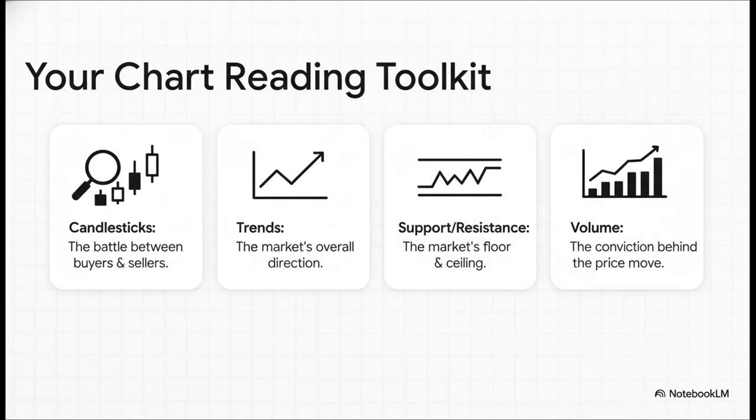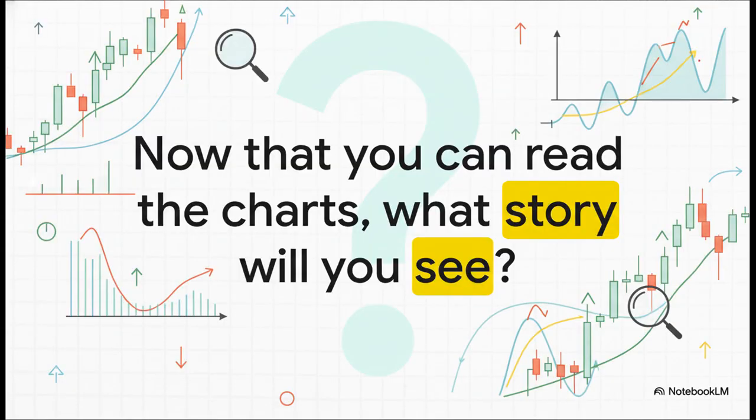So let's quickly run through your new chart reading toolkit. First, you look at the individual candles to see the minute-by-minute battle. Then you zoom out to see the overall trend they're forming. Are we going up, down, or sideways? Next, you look for that floor and ceiling, support and resistance. And finally, you glance down at the volume to see how much conviction is behind the move. See? By combining these really simple elements, you've basically learned the grammar of the market's language. Those charts, they're not just random noise anymore, are they? They're a narrative, just waiting for you to read it. So the only question left is, what story are you going to see?